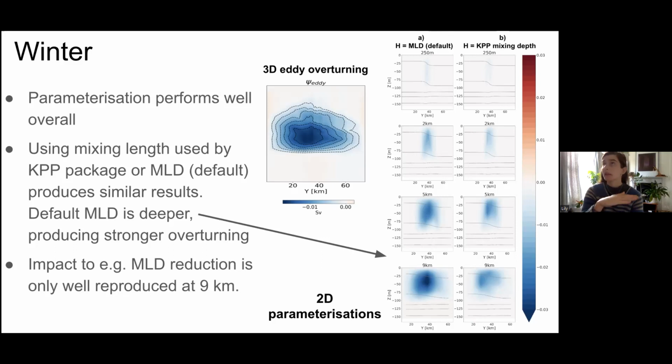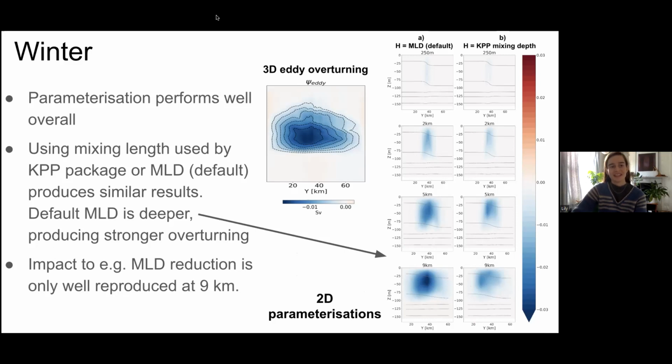Because mixed layer depth tends to be deeper than this mixing length, that's why this stream function is actually stronger using the mixed layer depth. So yeah, sorry, these color bars aren't actually the same between this 3D and these 2D ones, but these seem to almost overestimate this overturning by eddies using this default mixed layer depth.